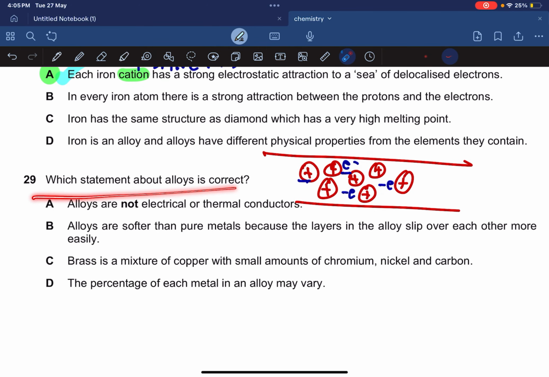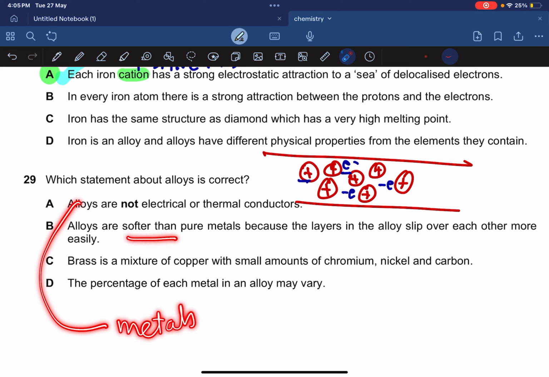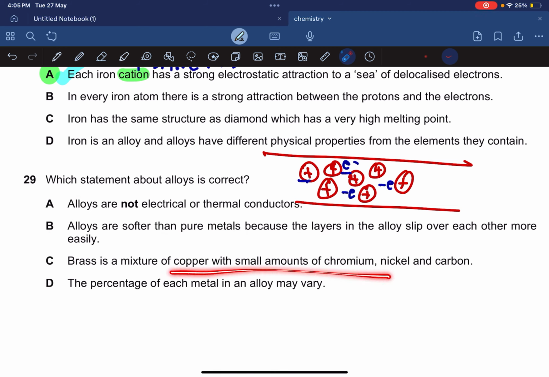Which statement about alloys is correct? Alloys are not electrical or thermal conductors. That's incorrect. Alloys are indeed good electrical and thermal conductors because they are made up of metals. Alloys are softer than pure metals. They are not softer, they are harder than pure metals. Brass is a mixture of copper with small amounts of chromium, nickel, and carbon. That's incorrect. Brass is made up of copper and zinc only.